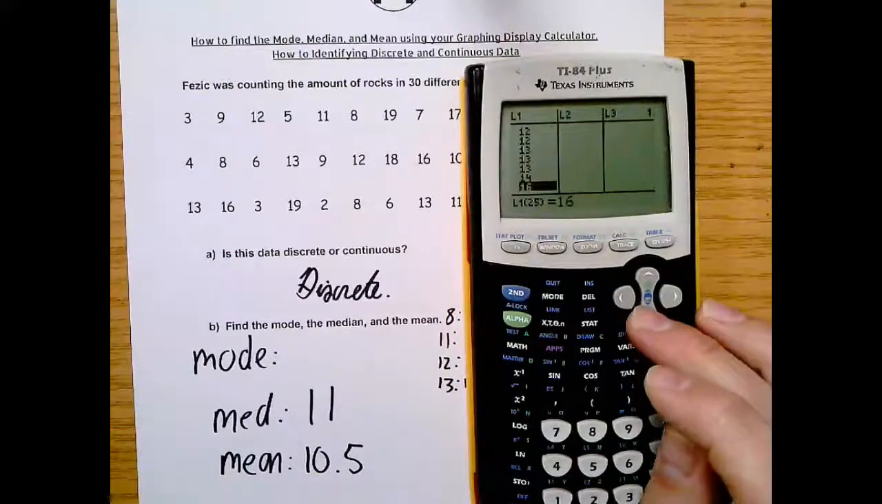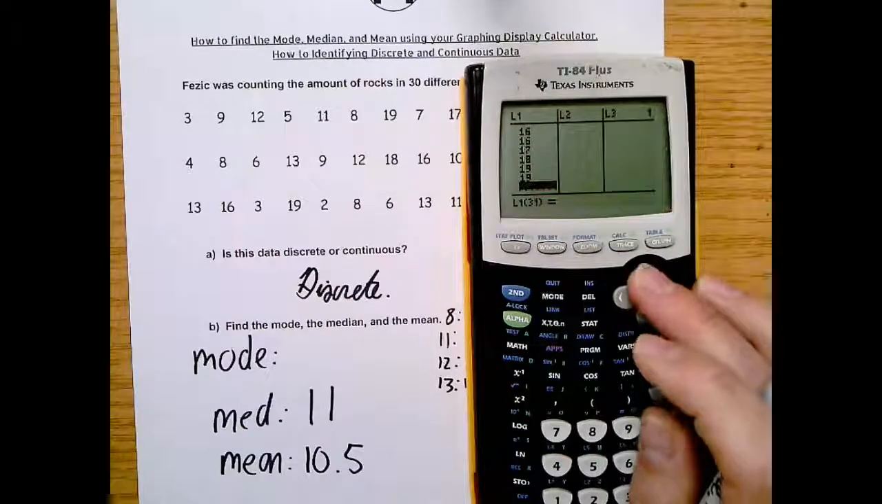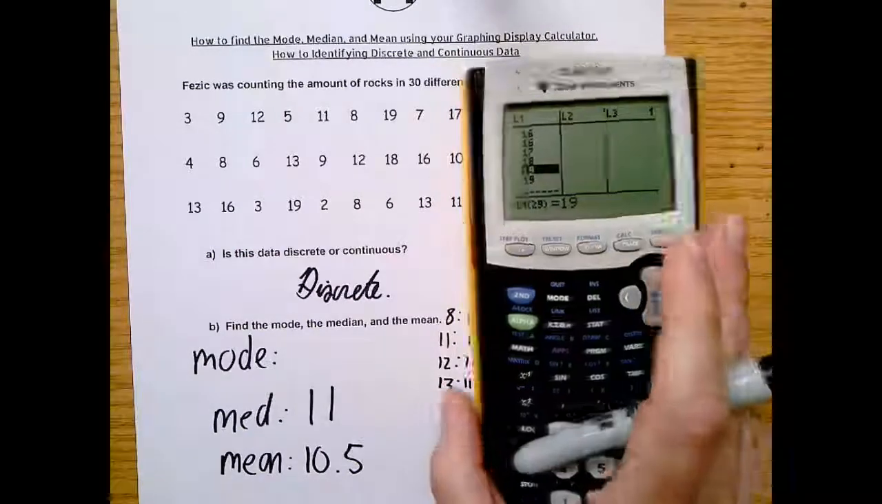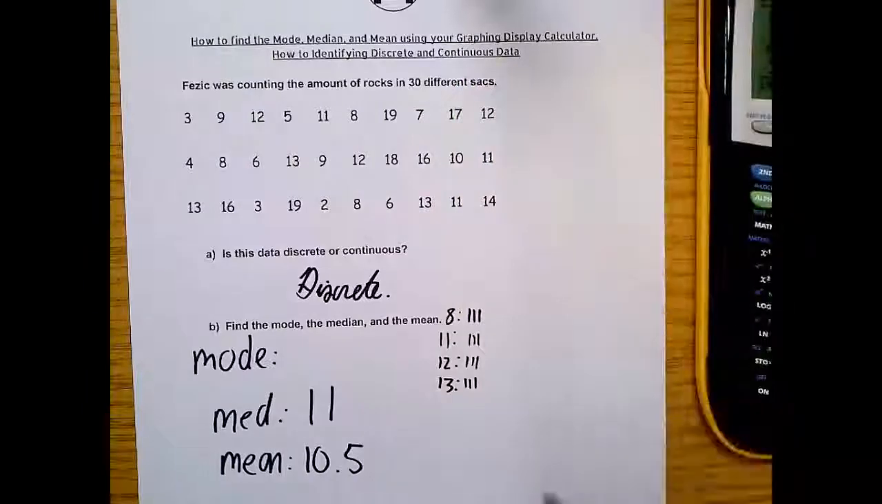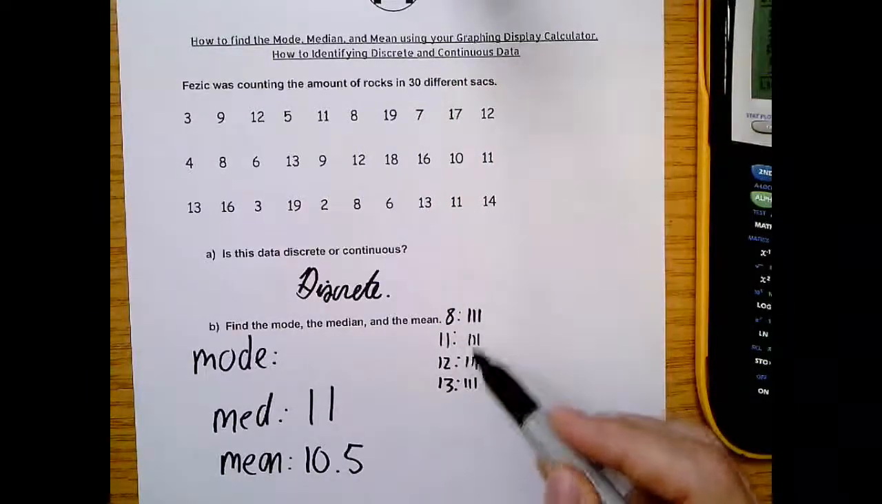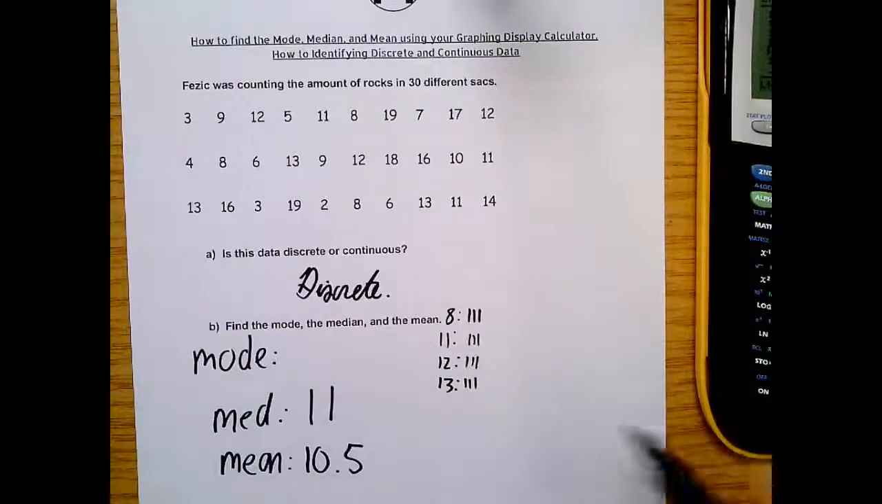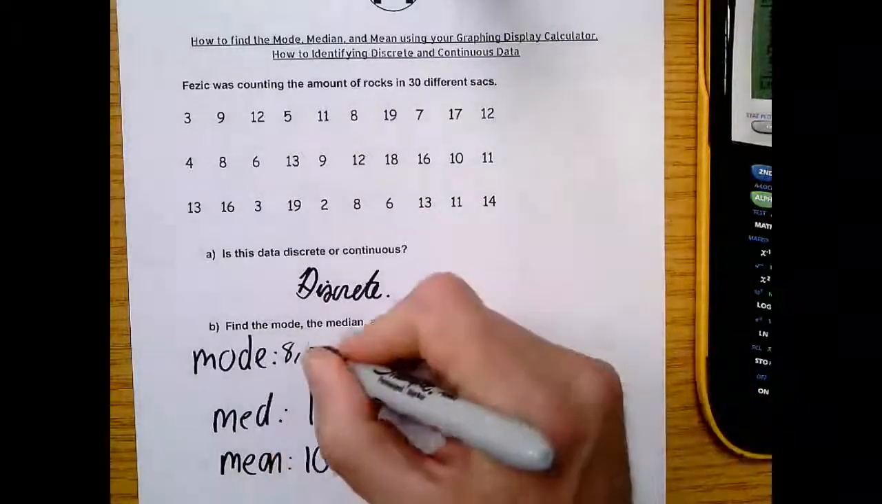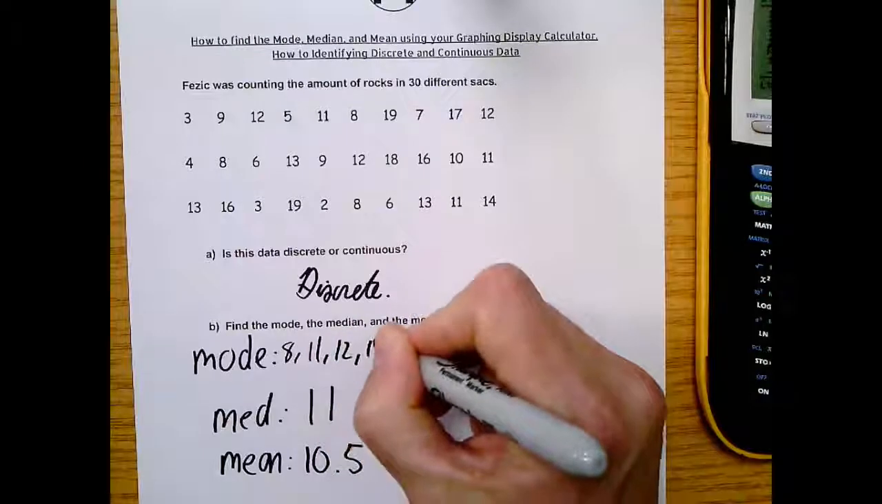Okay, so 14 has 1, 16 has 2, 17, 18, 19. Oh, let's see what 19. 19 has 2. Okay, so when we look here, now we can see that there are 4 modes because there are 3 of each, right? So I would just write my modes were 8, 11, 12, and 13.